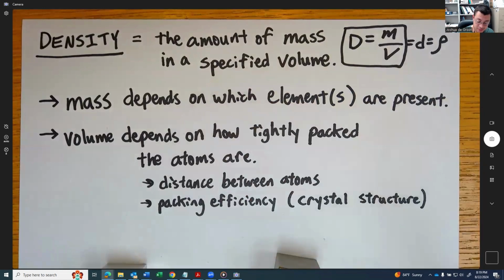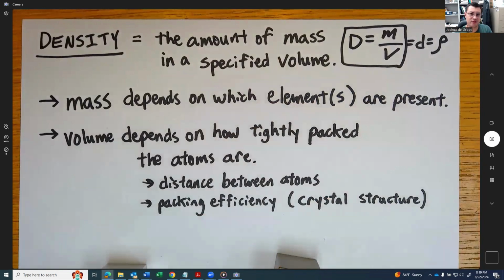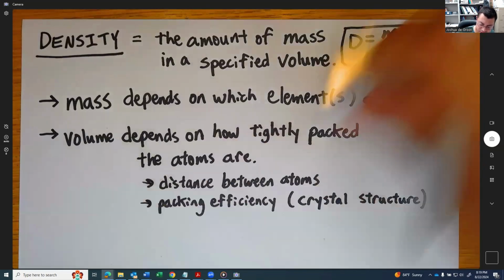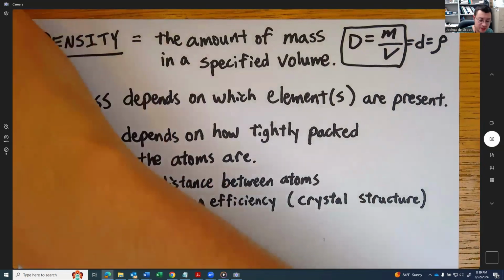Okay. In the chemistry class, that's going to have to do with the distance between atoms. We don't talk about that too much in a Chem 101 course, maybe a tiny bit later on, as well as packing efficiency, how closely you pack the atoms together. And that can be studied in terms of a material's crystal structure. So without any math, I just wanted to show how density plays out at the atomic level.